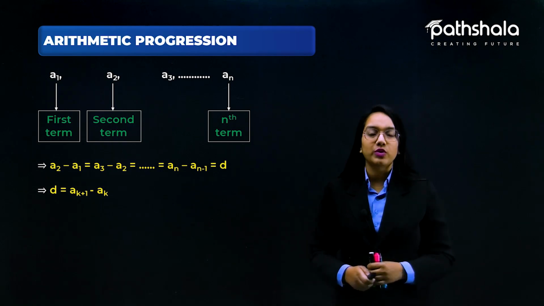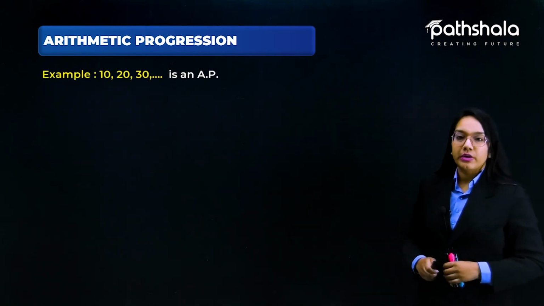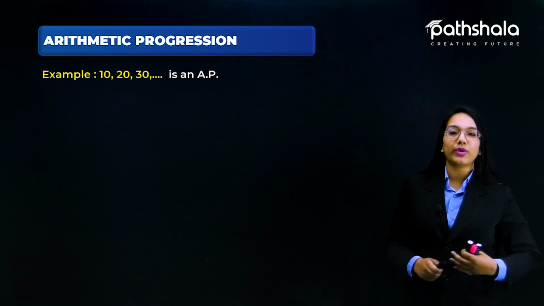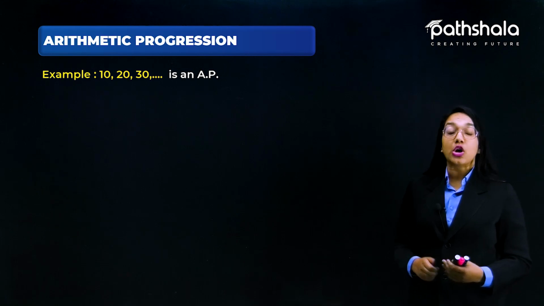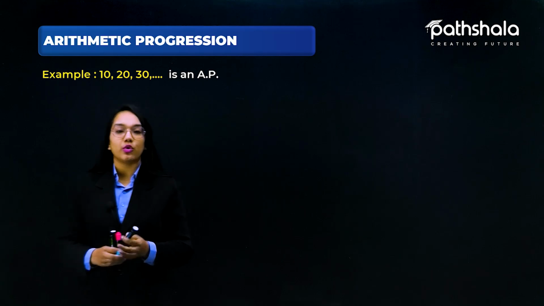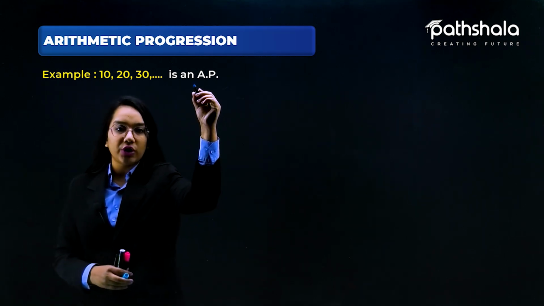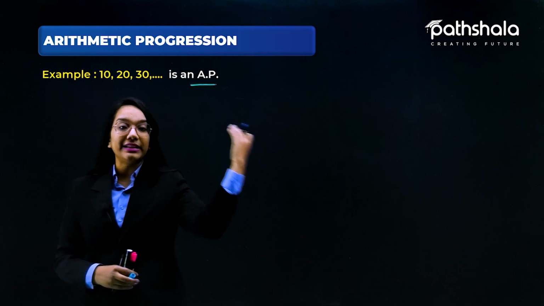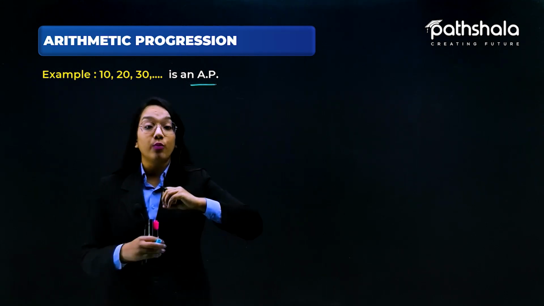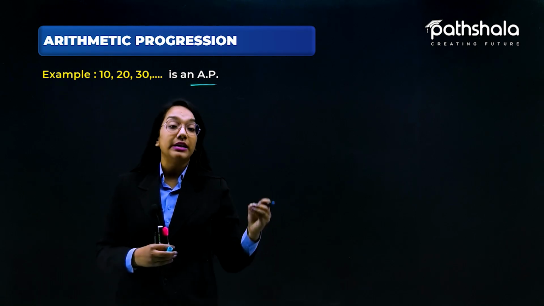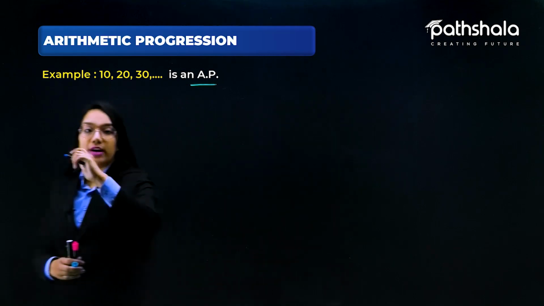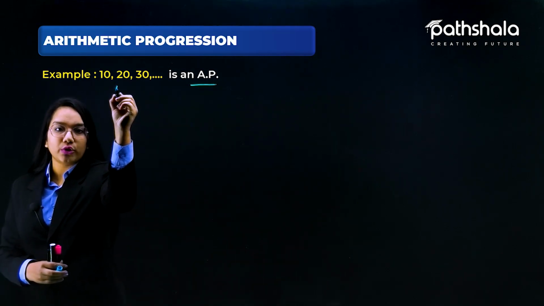Now let us take another example, which is 10, 20, 30. We can see that this is an arithmetic progression. Why is it an arithmetic progression? In an arithmetic progression, the succeeding term is always obtained by adding a fixed number to the preceding term. We can check this by taking the subtraction of any two consecutive terms, to see whether they come out equal or not. Let us take the difference of 20 and 10.